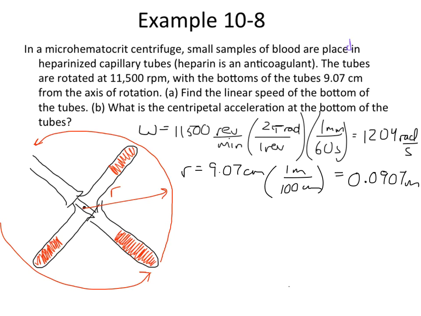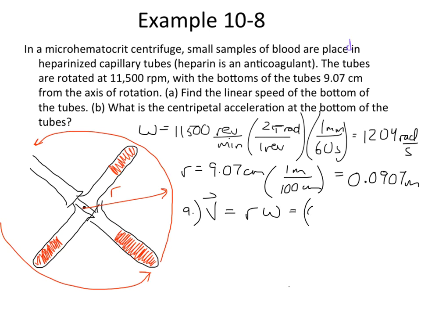Number 1, we want to find the linear speed of the bottom of the tubes. So A is simply our velocity. What would the speed of these be if it were to shoot off in a straight line? The linear speed, the linear velocity, what would that be? Well, we know from our segment before that we have a relationship between linear speed and angular speed, and that's by the radius. The linear speed is radius times the angular velocity. So let's just put our values in, because we have both of those right there.